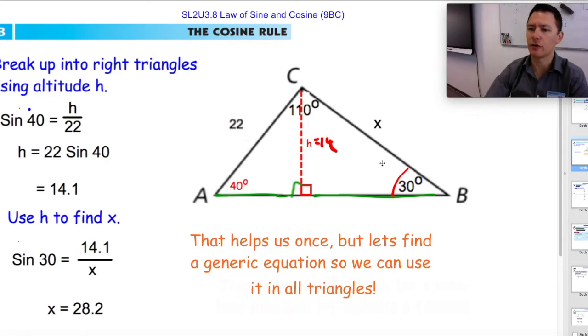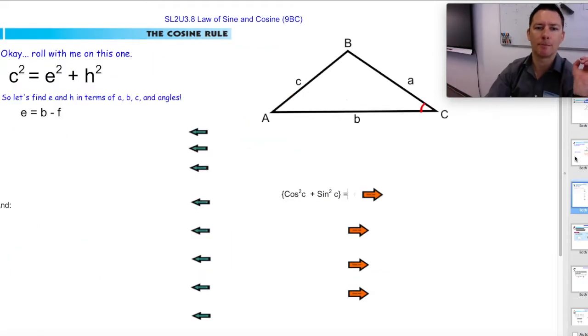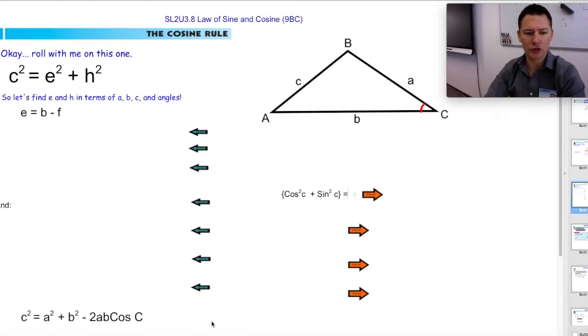It works with this triangle, but I don't want to have to do this every time, right? I want an equation that I can just throw things in and crunch the numbers, put it in a program in my calculator, and that's where the cosine rule comes from. So this is the derivation of the cosine rule, and in the end we should get this: c squared equals a squared plus b squared.